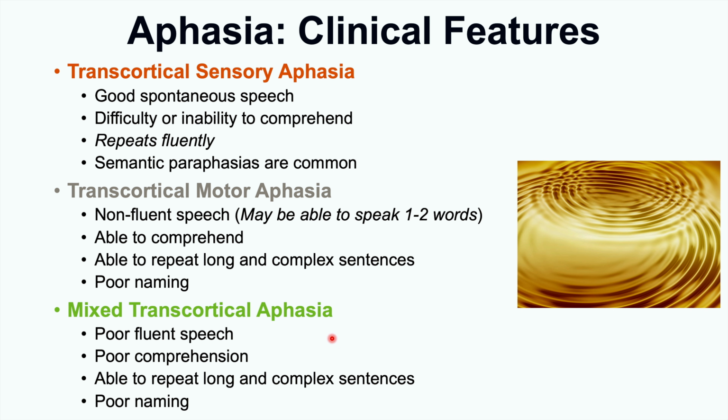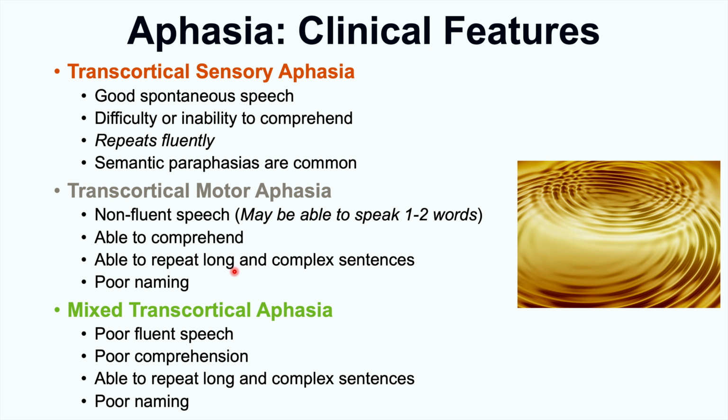So mixed transcortical aphasia is going to be like a global aphasia, but instead of global aphasia patients that have issues with poor repetition, these patients are going to be able to repeat long and complex sentences. So we can see analogs with each of these types of aphasia. Transcortical sensory aphasia is going to be like Wernicke's aphasia, but they're going to be able to repeat, unlike Wernicke's aphasia.